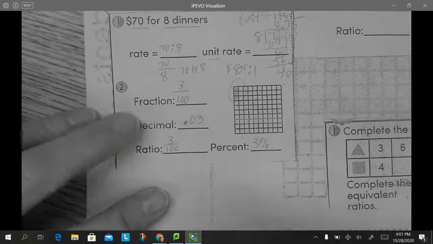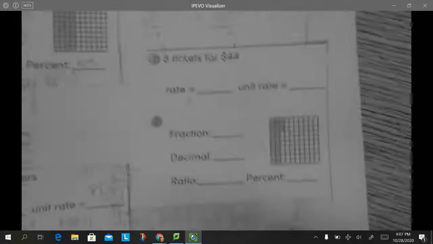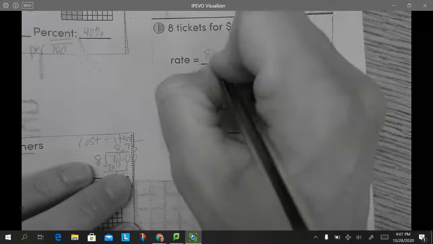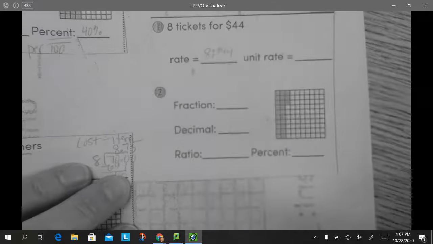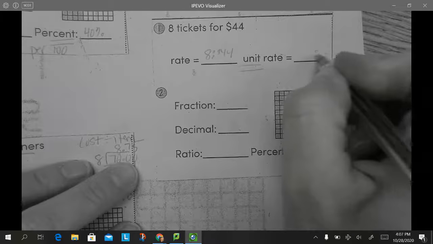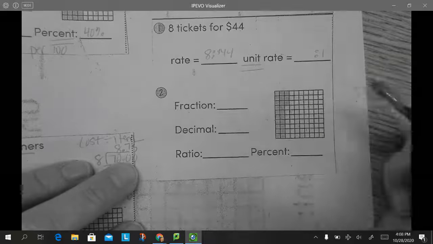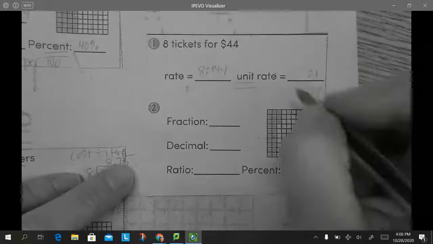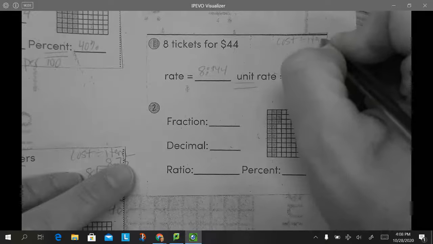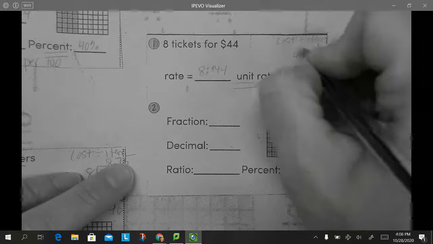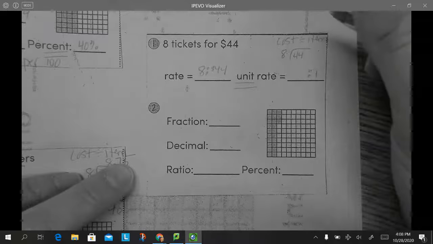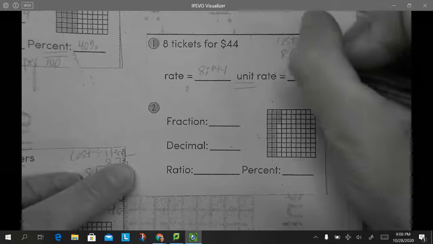Okay? All right. Next slide. All right, 8 tickets for $44. So the rate is 8 to 44. The unit rate means that we have to get to 1. Unit means 1. And you do that by doing cost divided by item. So your cost is 44 divided by 8. How many times is 8 going into 44? Well, shoot. 8 times 5 is 40.